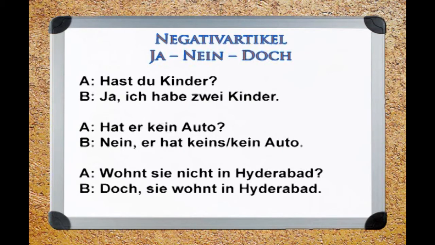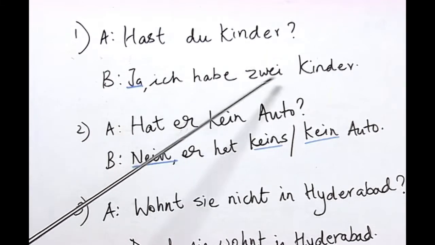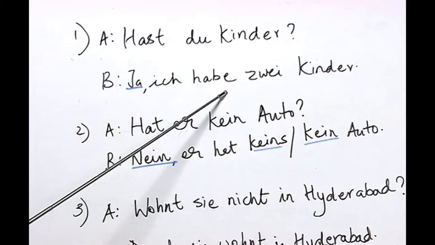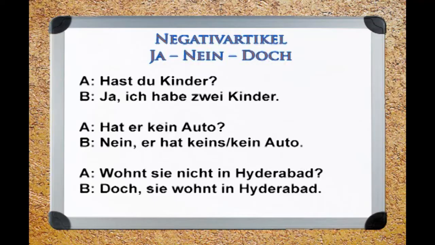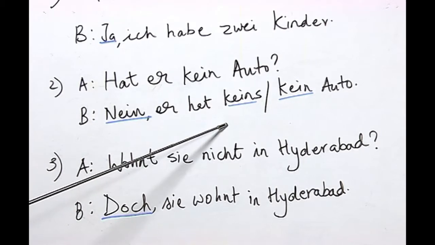Here we have a question: Hast du Kinder? Kinder, as you know, is a plural form of child, which means do you have children? And the answer for this is ja, which means yes, I have 2 children. So, here for this question an answer is generated which begins with a yes. Now, let us look at this question: Hat er kein Auto? Doesn't he have a car? And the answer for this question is no, he hasn't got a car.